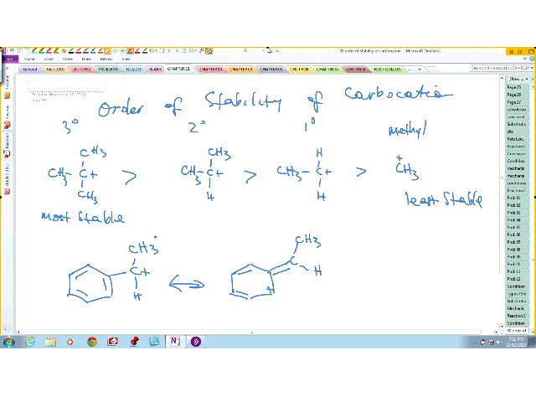How does it stabilize? How is it stable? The more resonance structures you could draw for a molecule to share all of, in this case, a positive charge, to delocalize the positive charge over a range of carbons, then that molecule will be stable. The more resonance structures, the better. Okay? Particularly if you have resonance structures of equal energy.